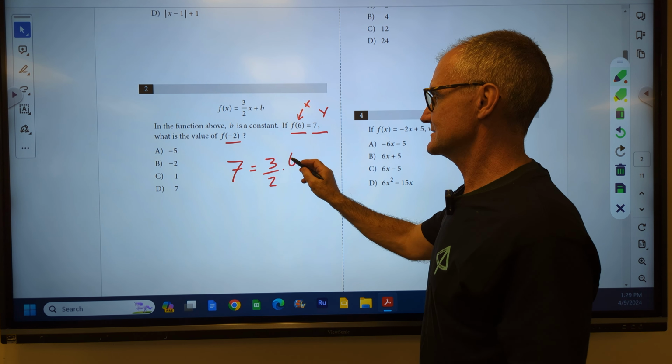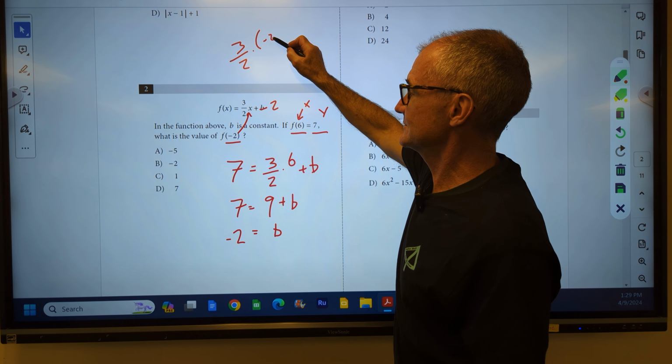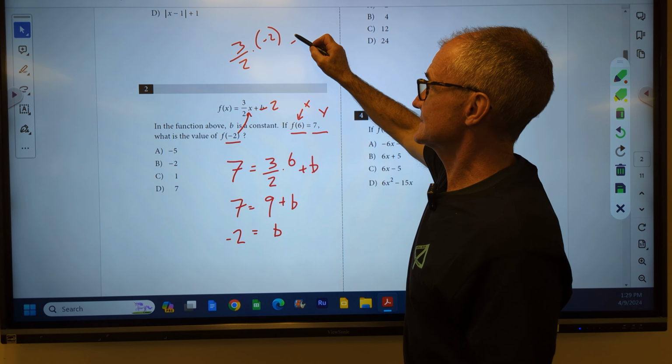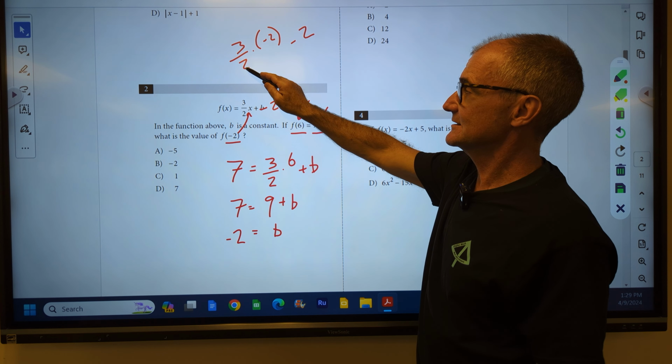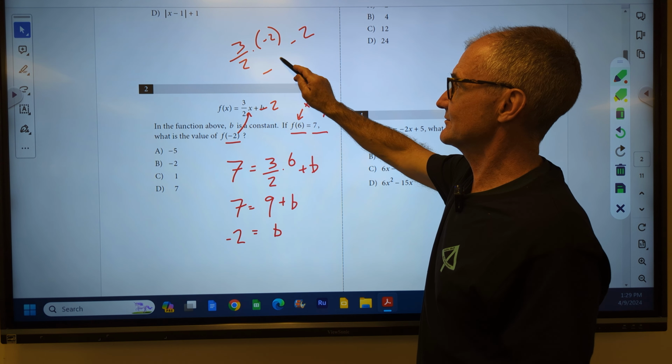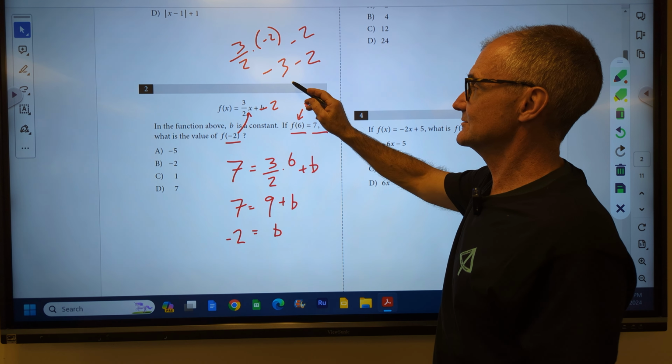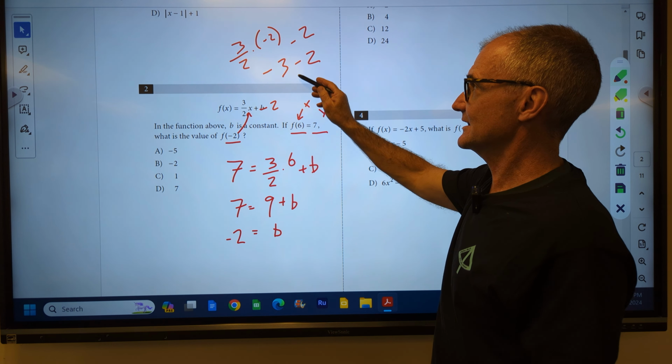And then now this is saying take that negative 2 and plug it into the equation. So take that negative 2, I plug it in there. 3 over 2 times that negative 2 minus 2. So this is negative 6 divided by 2, negative 3 minus 2. I'll think of that as plus and negative. Negative 5, correct answer, answer A right there.